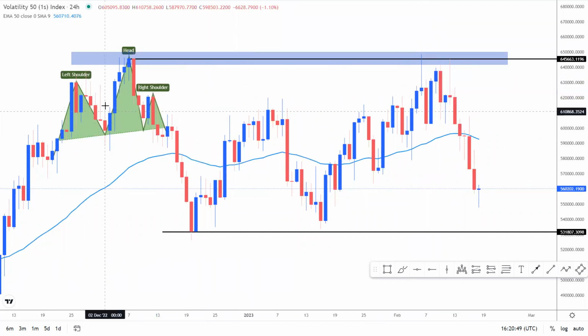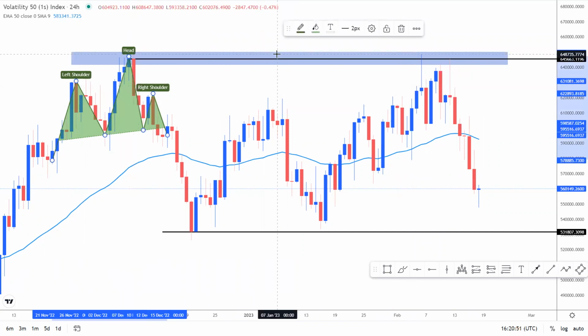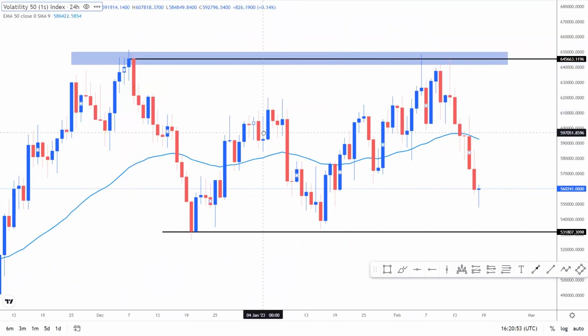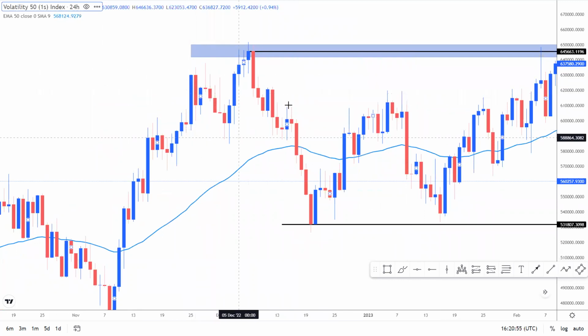Okay, guys. Now, let's take this a step further. So clearly previously, when we had the head and shoulder pattern, what did we get to see?